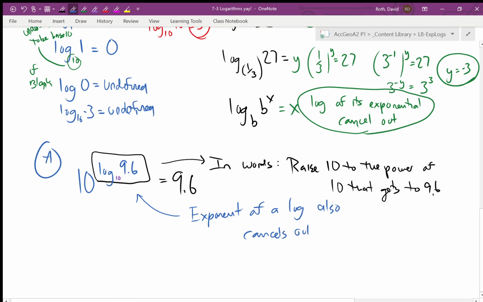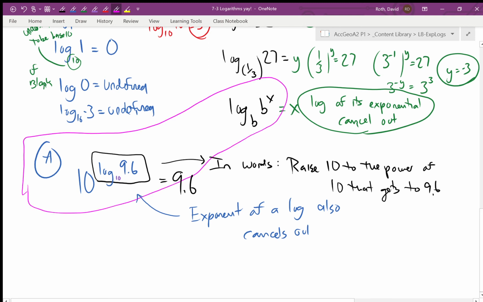So hopefully you can see how, I'll put a pink box around both these guys. They're both different ways of showing the inverse function canceling out each other: the log of its exponent, or the exponent of its log. In both cases, they cancel each other out, and that's what you get. So let's try one. Let's do B.